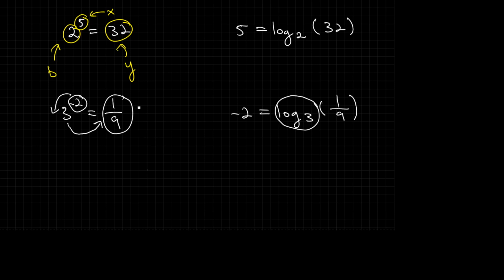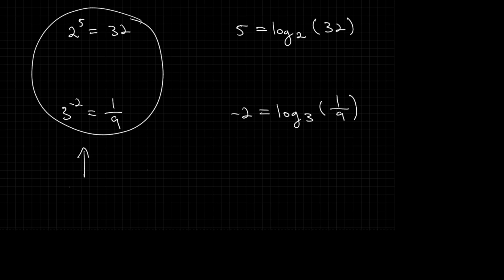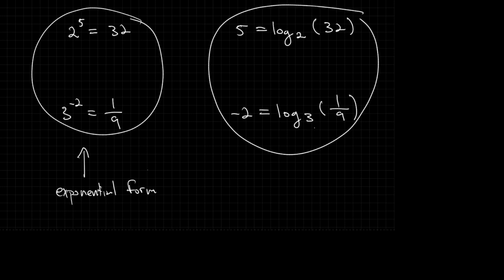Now I think I'll make the remark here that all of these statements which I've written are true. That is, these 4 statements of 2 to the 5th being 32, 5 being equal to log base 2 of 32, 3 to the minus 2 equal 1/9, and negative 2 being equal to log base 3 of 1/9. All of these statements are true. The statements that are of the form on the left-hand side here, that is these two, these are called statements in exponential form. And these statements on the right are called statements in logarithmic form.